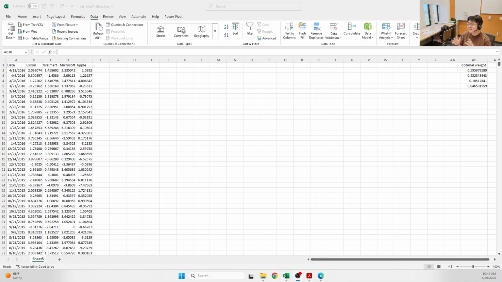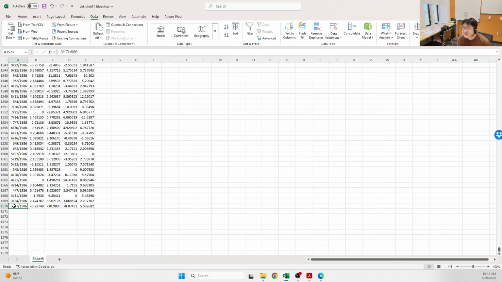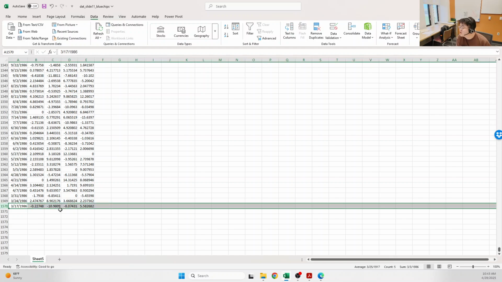Okay, so this is an example just for fun. I'll show you how to reduce the risk, the standard deviation of your financial portfolio. So our data is weekly stock returns, I think, from Exxon, Walmart, Microsoft, and Apple. The most recent observation is from 2016, and the oldest one is from 1986. So the observation is more than like 1500, right?